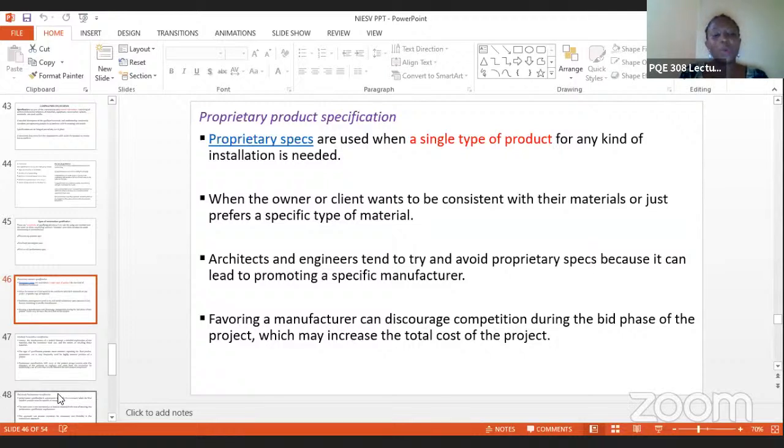So it's proprietary, and I'm sure you understand this. It's proprietary. You understand? No competition. It's a sole product specification. It's proprietary, as the name implies. I just want to bring out the name so that you can always recollect.